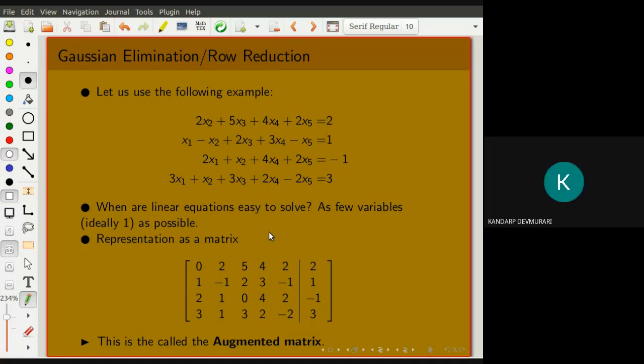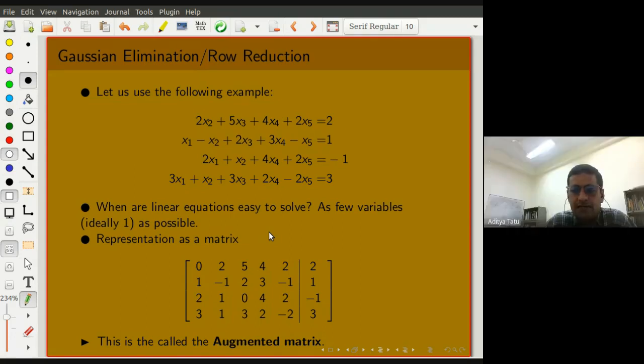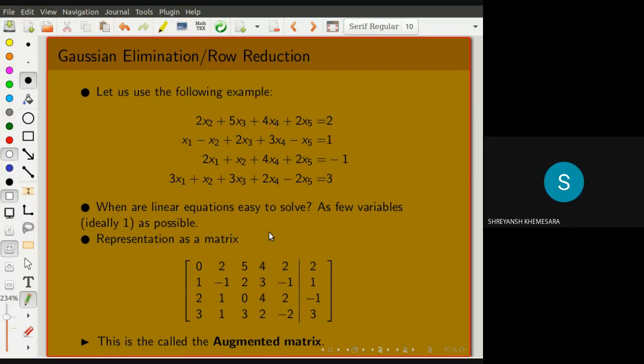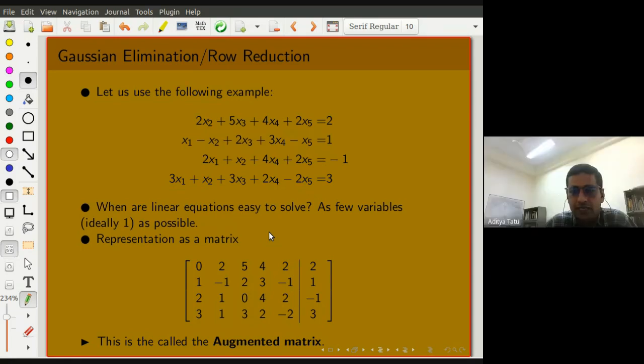Yes, sir. Adding two rows will preserve the solution. Why? Because the new equation, the new row, is just the corresponding linear combination. Right. So when you are doing a linear combination of these rows, you are basically combining two equations, right? Linearly, that too. Yes, sir.